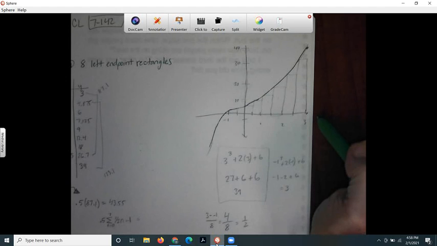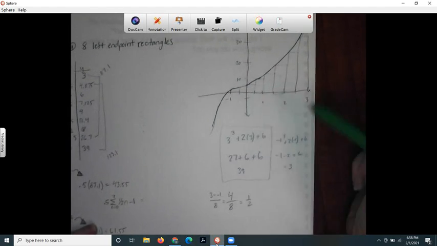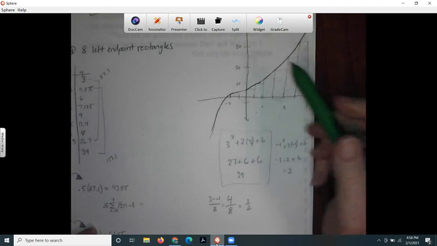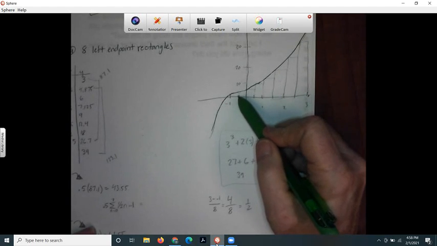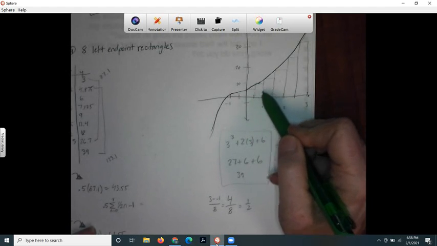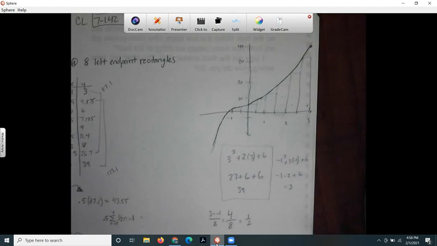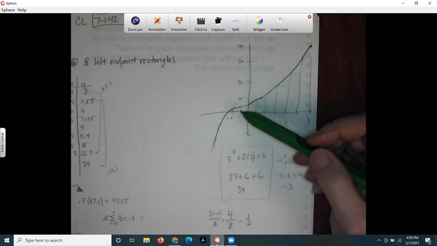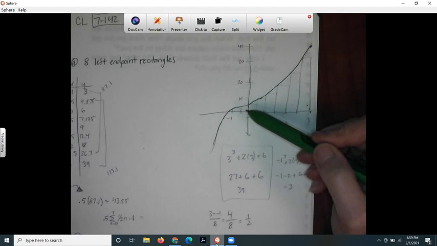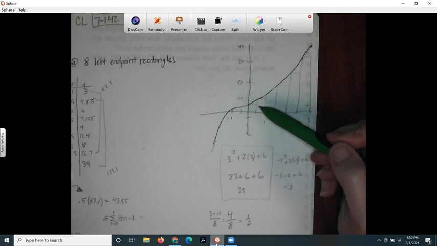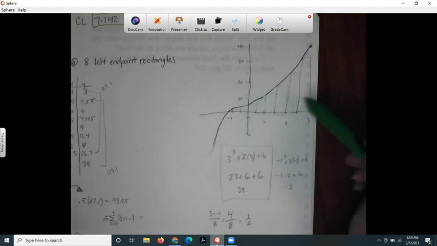You can work that out on your paper if you want to. You don't have to draw the picture, but I'm drawing it. There's going to be a rectangle there, a rectangle, so that's 1, 2, 3, 4, 5, 6, 7, 8 left endpoint rectangles. If I want the area under the curve, I need to add the areas of all the rectangles.